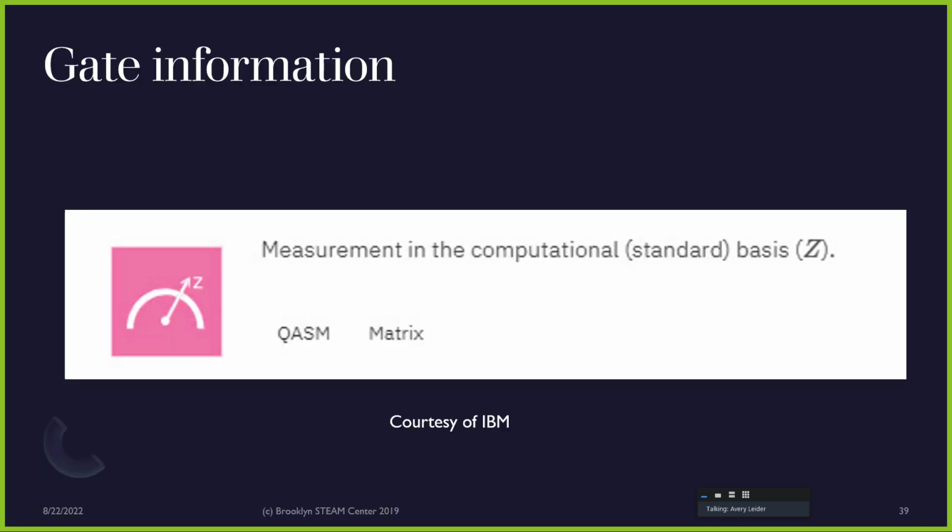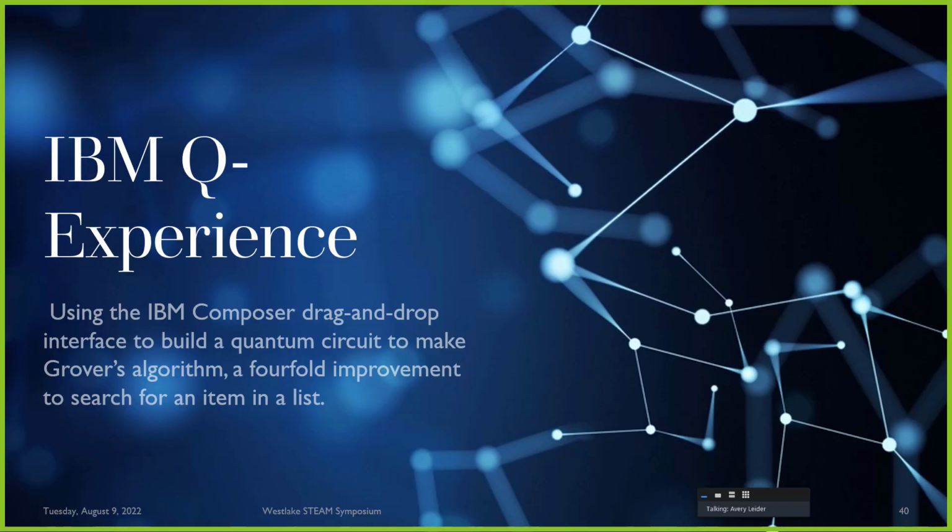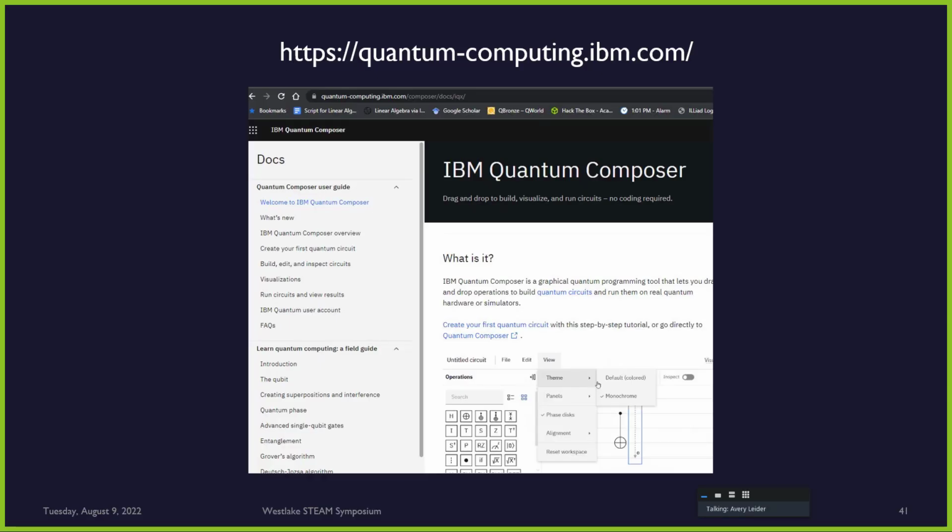The measurement gate collapses the waveform and delivers either a 0 or a 1 for an answer, returning the value of the qubit to either 1 ket or 0 ket. Now we will log into the IBM Q Experience quantum computer and use its drag and drop composer to make our quantum circuits.